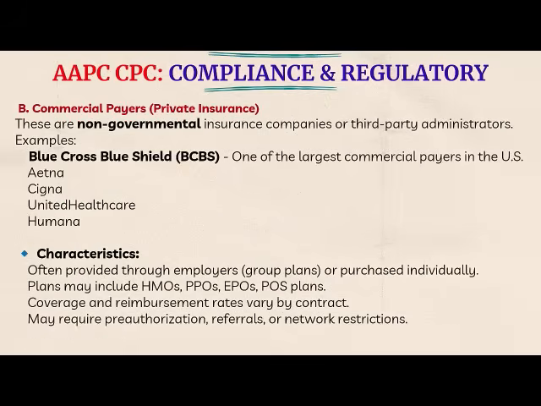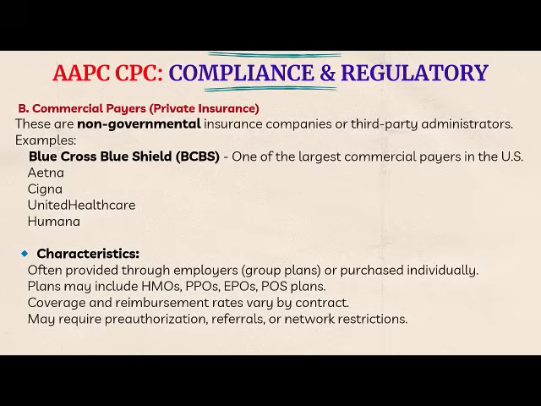Second category is commercial or the private insurances. These are non-governmental insurance companies or third-party administrators. Examples are Blue Cross Blue Shield, one of the largest commercial payers in the US. Others are Aetna, Cigna, United Healthcare, Humana. The characteristics: often provided through employers, group plans, or purchased individually.